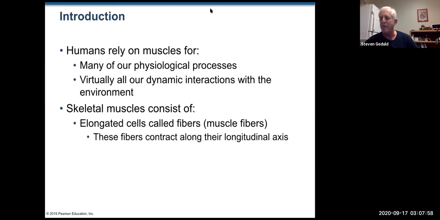So skeletal muscles are voluntary muscles. They're elongated cells called fibers. So the cells are stretched out and they're long, and they're called fibers, muscle fibers. Fibers contract along their longitudinal axis. That's all the muscle can do, contract and relax. It has to contract along the longitudinal axis. It pulls together. It can't pull at different angles or anything like that.